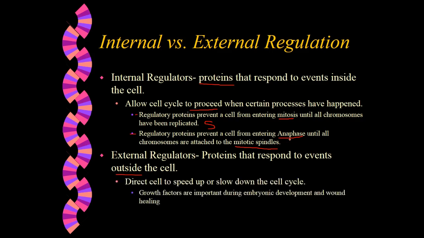Okay, and so when we talk about external regulation, these are proteins, again, that are going to respond to events that are happening outside the cell, and this is more involved with direct cell-to-cell communication and the speed at which the cell is dividing. And so the cell will speed up or slow down depending on how much contact it has with neighboring or adjacent cells. If the cell, and I'll just draw a little example here, is all by itself, it's going to speed up because externally speaking, it's not communicating or touching other cells.